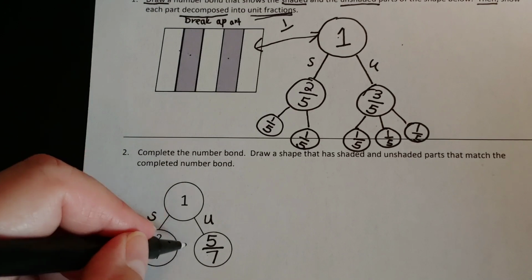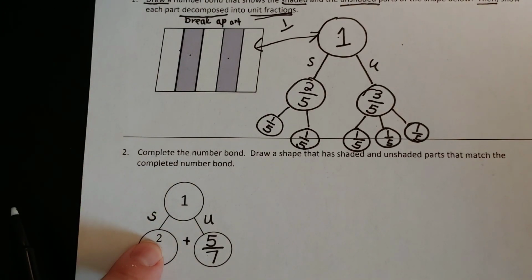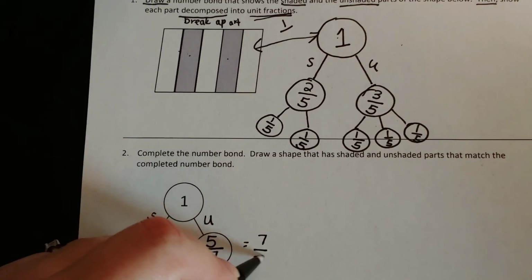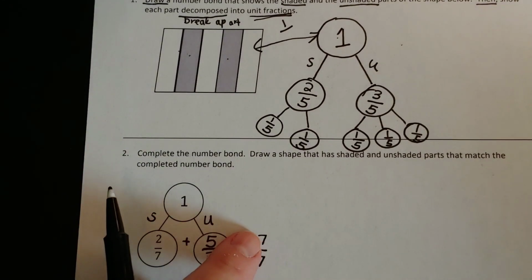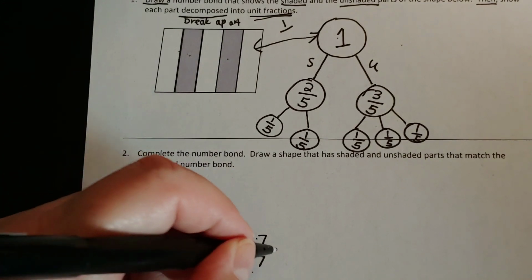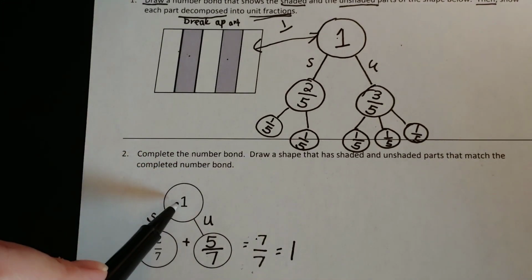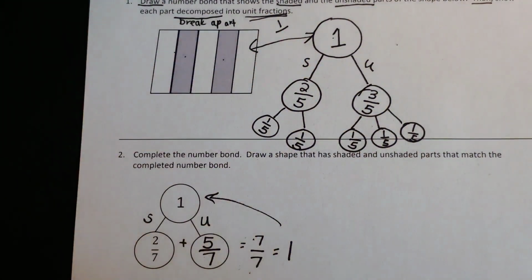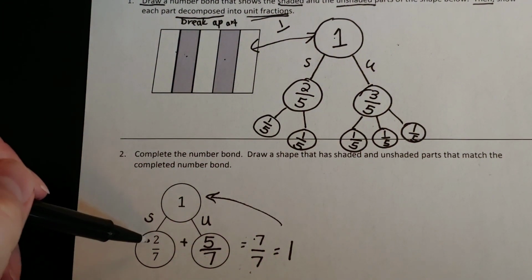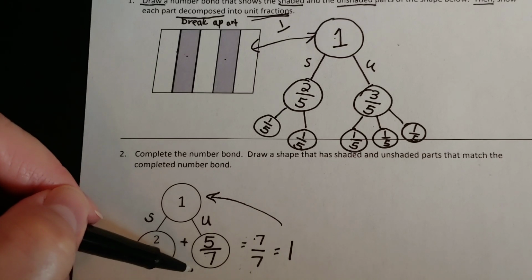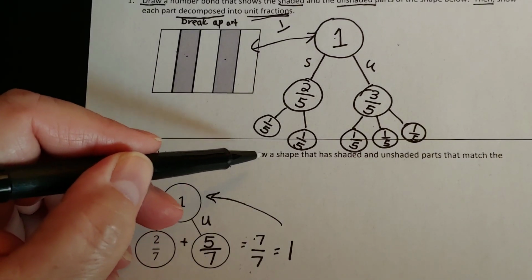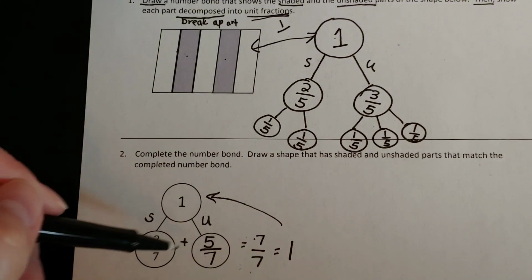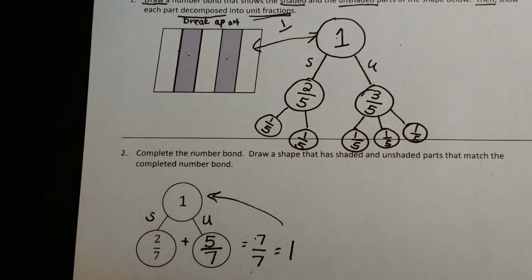And remember, we're kind of adding this, like 2 plus 5 would be 7, and our denominator still stays the same. And I know that if it's 7 out of 7, if my numerator and denominator are the same, that equals 1 whole. And isn't that what we have up here in our number bond? We have 1 whole. All right, so I completed the number bond. So we have 2 7ths and we have 5 7ths. Now we have to draw a shape that shows the shaded and unshaded parts that match this number bond.